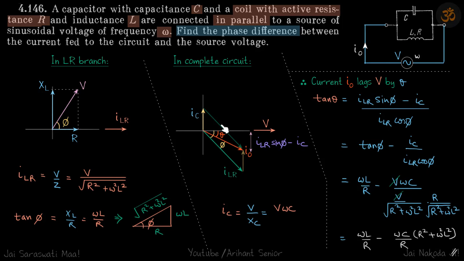our answer. And he has not asked, but if we wanted to find out I0, that will be simply the square root of IC square plus ILR whole square plus 2 IC ILR cos of 90 plus phi. Again cos of 90 plus phi will become minus sin phi, and the sin phi value you can get from here, and you can find the value of I0 also if they asked. So the phase difference will be this, and by this phase difference current is lagging behind voltage. Alright.